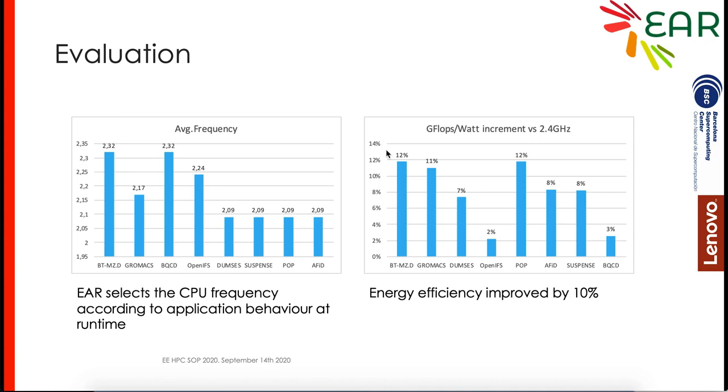And in the 4 applications on the right side, the selected frequency has been really close to the default one. In all the cases, we have provided significant benefits in the increments in gigaflops per watt, being on average between 9 and 10%.